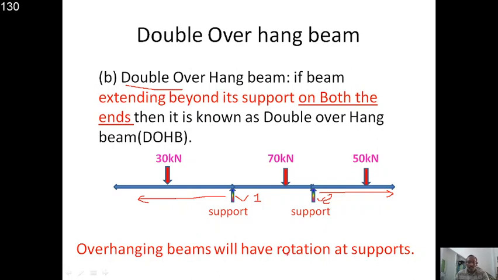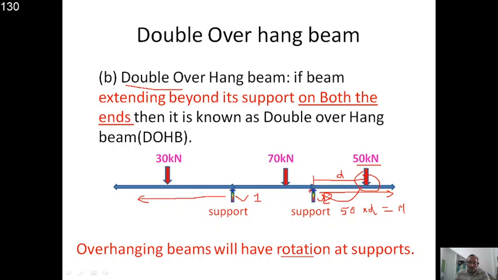Overhanging beams will have rotation at supports, because this point load or UDL gives some moment, right? This perpendicular distance, the distance from this load, will be multiplied with the 50 kilonewtons, and we will get 50 into d. So that is the moment, that we call a moment, that will act at supports.